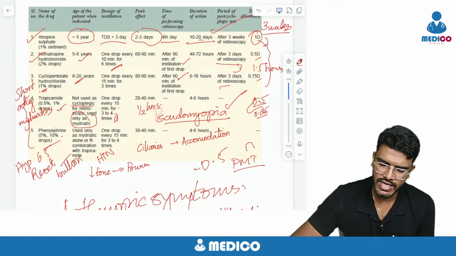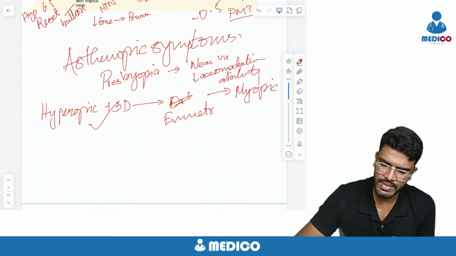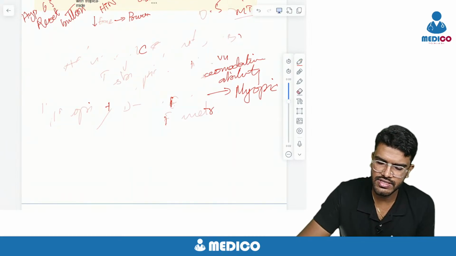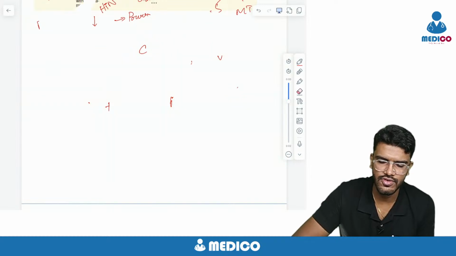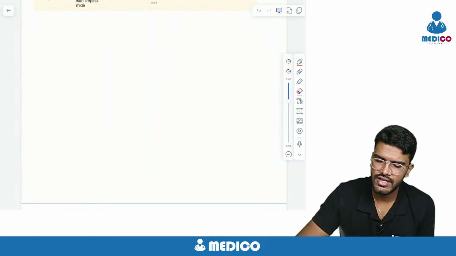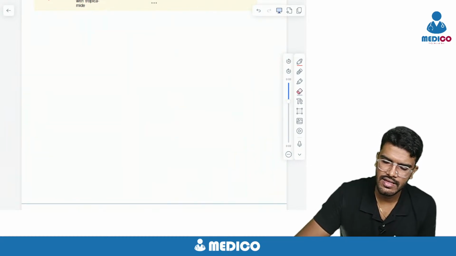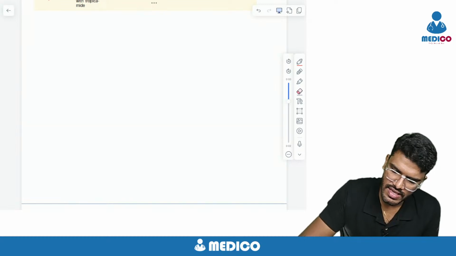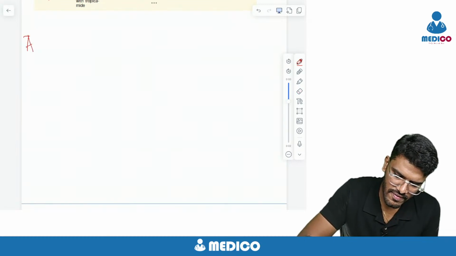And one more point I wanted to touch upon here, atropine is very commonly used beyond refraction also. So I wanted to share a few non-refractive indications of atropine. Okay, so see this, atropine is used for control of myopia.